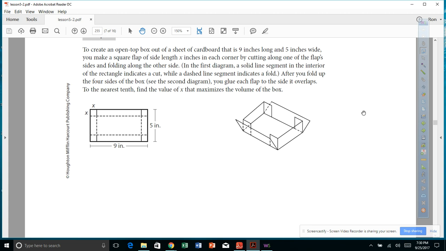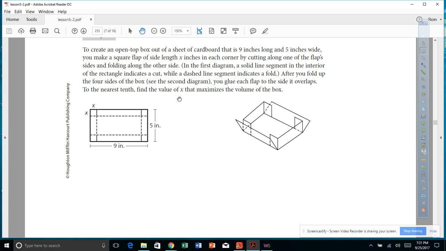To create an open-top box out of a sheet of cardboard that is 9 inches long and 5 inches wide, you make a square flap of side length x inches in each corner by cutting along one of the flap sides and folding along the other. In the first diagram, a solid line segment in the interior of the rectangle indicates a cut, while a dashed line segment indicates a fold.